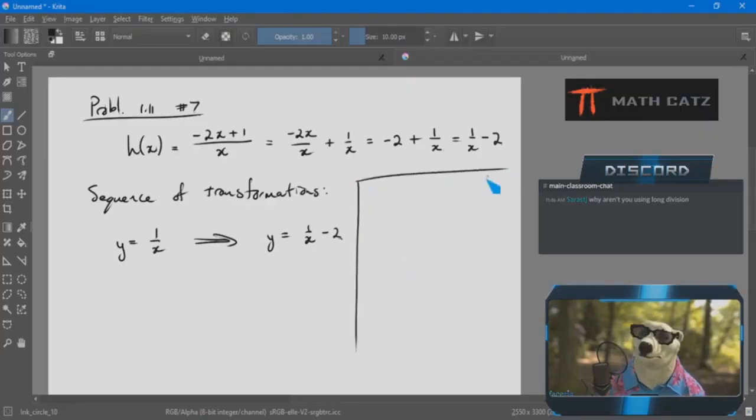But if you insist, we can totally do long division. Long division says, compare the leading terms. Negative 2x divided by x, negative 2. Negative 2 then times the divisor, which is just x, is negative 2x, which I take away. Negative 2x minus negative 2x is nothing. The 1 comes down. That's my remainder. It's exactly the same as this version, right?